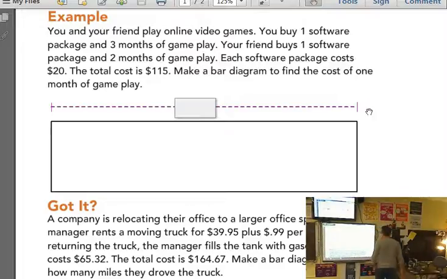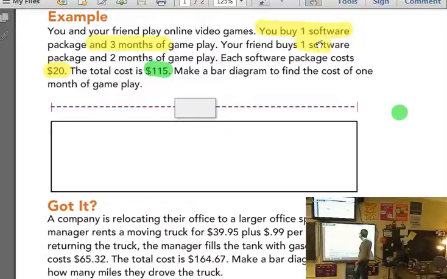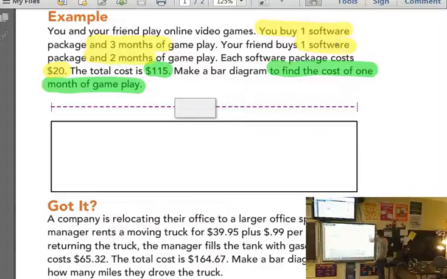Take a minute to read the problem first. Wait, is it the total cost of both of those? Of both? Total cost of everything. So careful with your model.